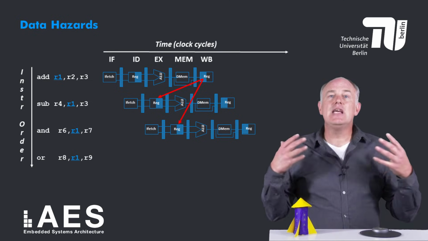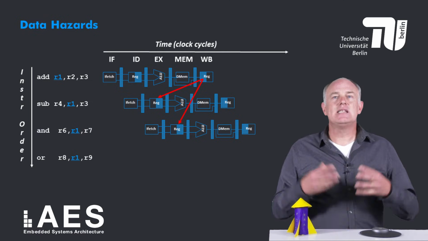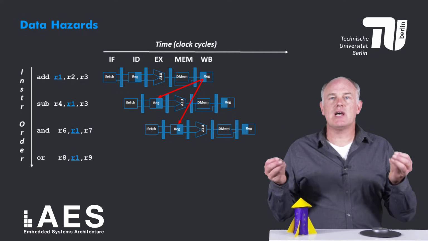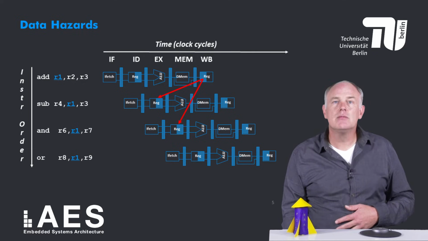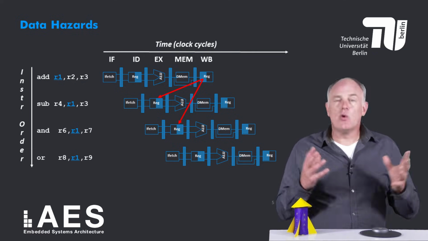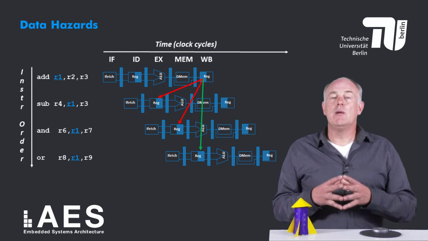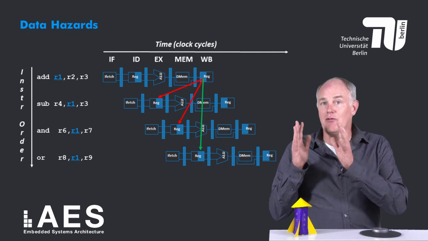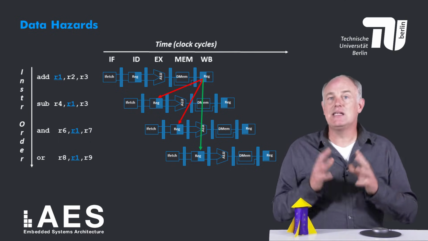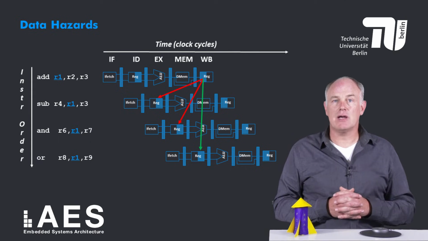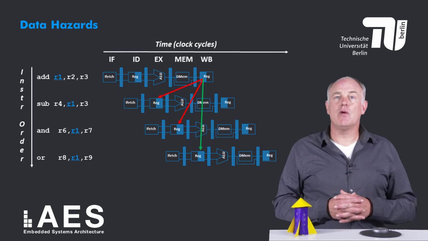Similarly, this AND instruction will also read the wrong value for R1, since it reads the register file in clock cycle 4, but R1 is only written in clock cycle 5. This OR instruction, on the other hand, will read the correct value, because we assume that the register file write takes place in the first half of the clock cycle, while the register file read takes place in the second half of the clock cycle. Clearly, we have a problem that needs to be solved.